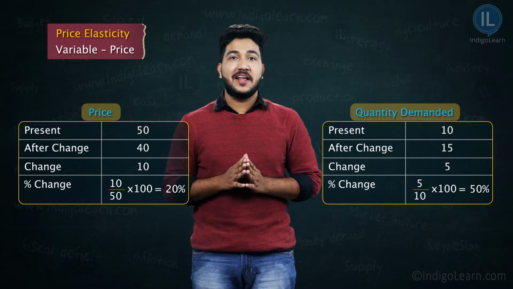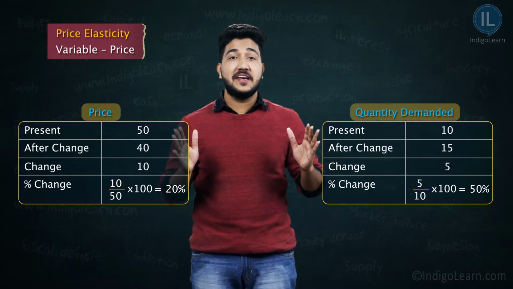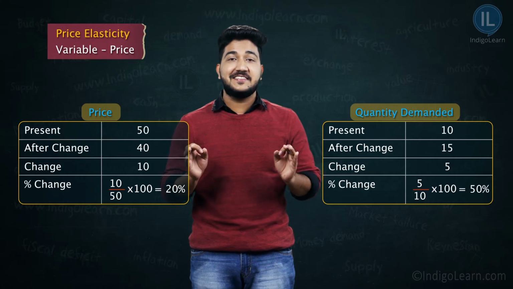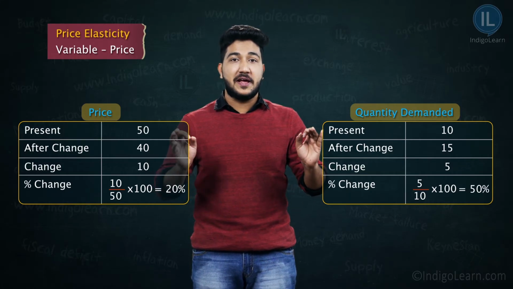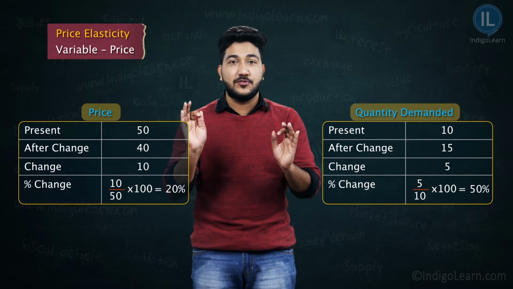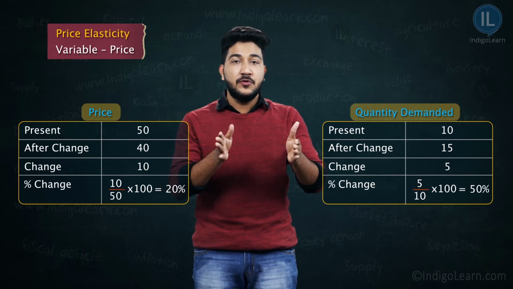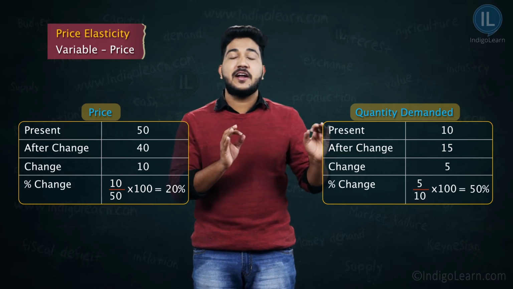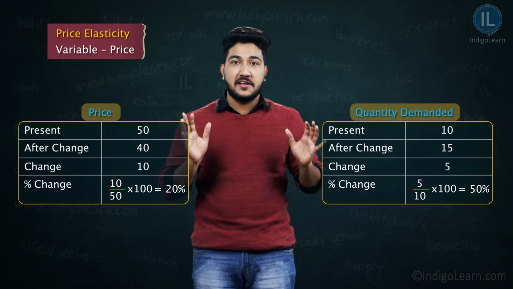And what is the formula that we used? Let us look at the formula again. This is very important from your examination point of view. Elasticity of demand due to price is denoted as EP also. So EP is equal to percentage change in quantity demanded divided by percentage change in price.